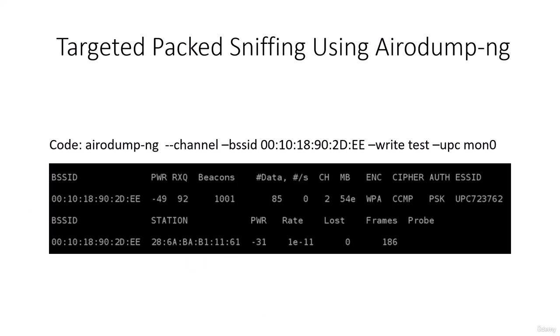So that's the MAC address of the network that the client is connected to. The MAC address connected here is the same as the MAC address of the network, which means the client is connected to the network. Now this is the station, which is the MAC address of the client. So this is the MAC address of the device that is connected to the network.